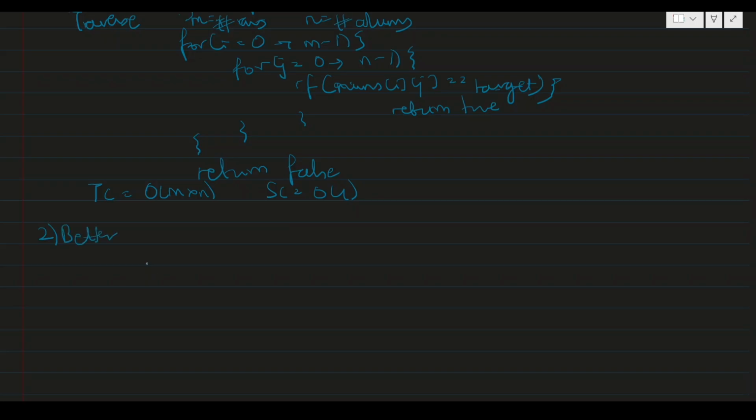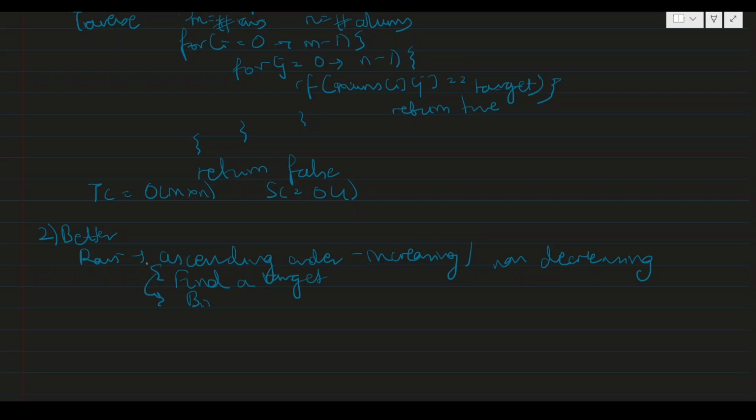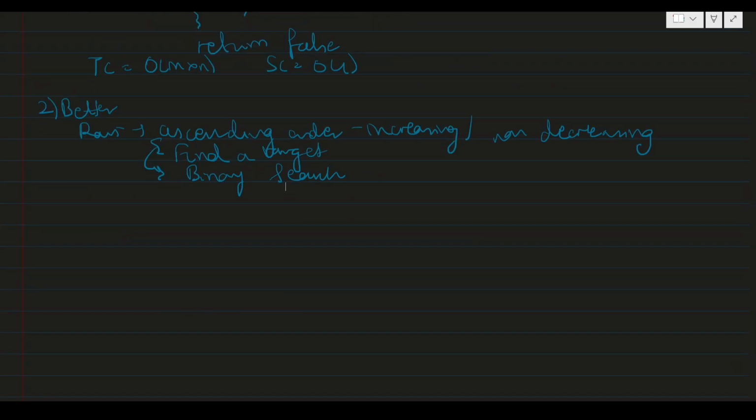We are given that the rows are sorted in ascending order, right? So when we have increasing or non-decreasing order, and we have to find the target, both of these situations correspond to one algorithm that we can think of, that is binary search. So what we can do is apply binary search on each of the rows.